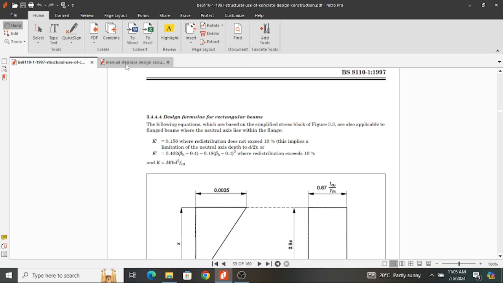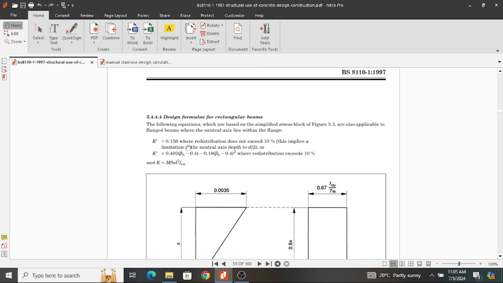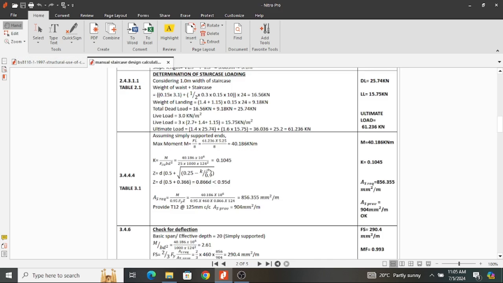Let's go back. Our K was determined from that. This is the moment, and then 25 is the class of concrete used, 1000 is the breadth, and this is the effective depth. This gives me a K of 0.1045. Look at this. This is 0.156. So 0.156 is greater than 0.1045. Therefore, there is no compression reinforcement required for this element.